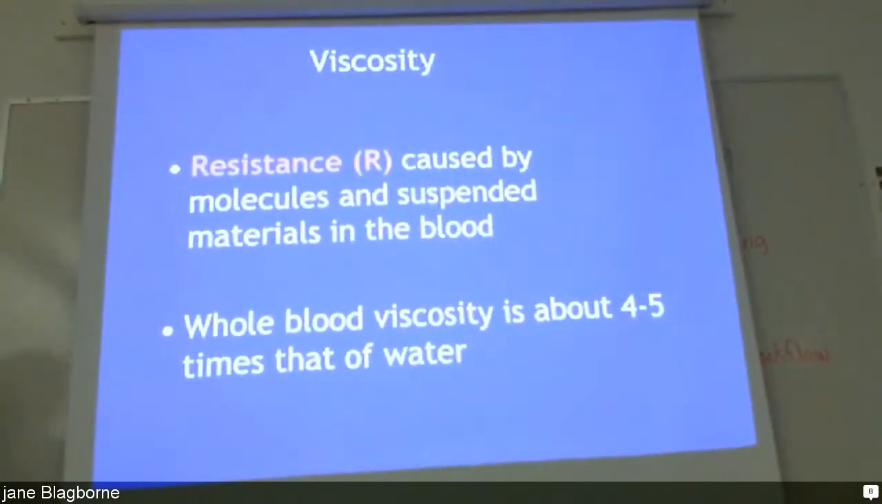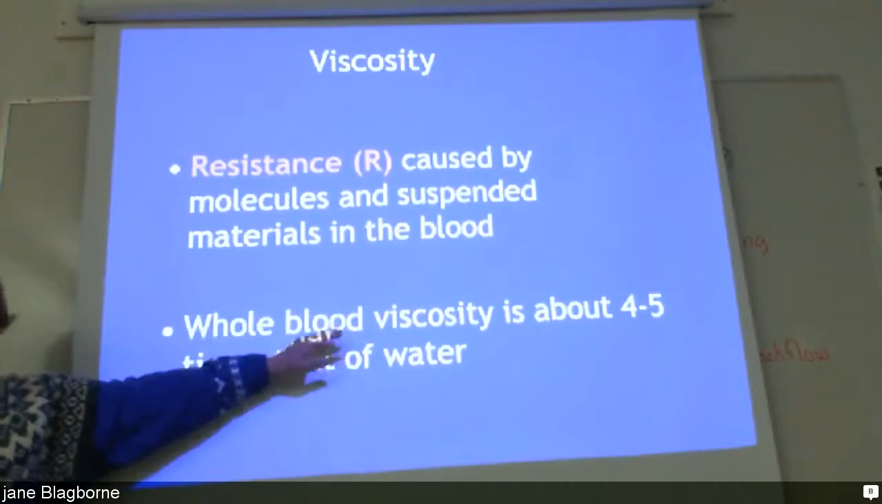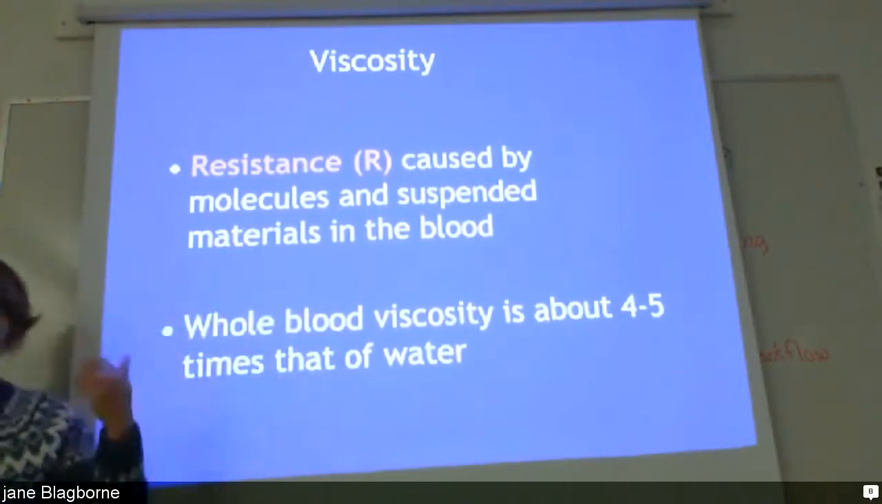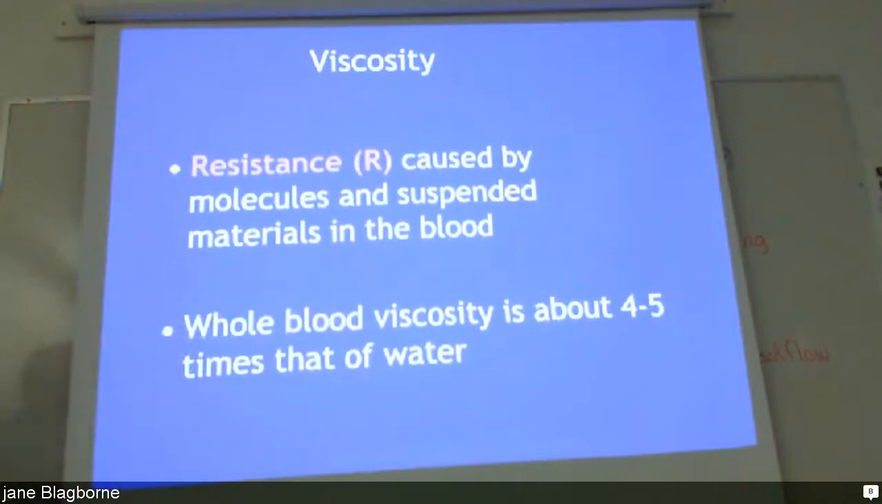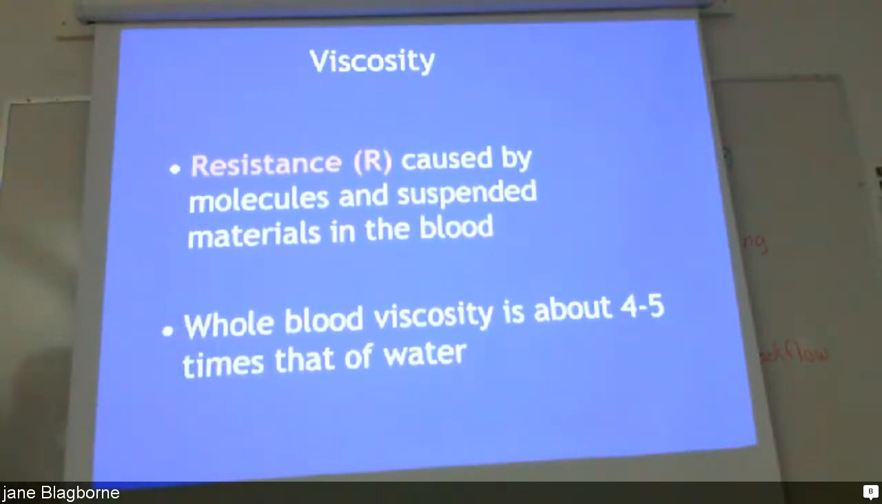So this is just an example. Blood is 4 to 5 times the viscosity of water. You've seen blood before and you know how thick it is. This comes into play with some diseases, and with dehydration, when the blood is thicker. So it's more difficult for the body to pump it around.